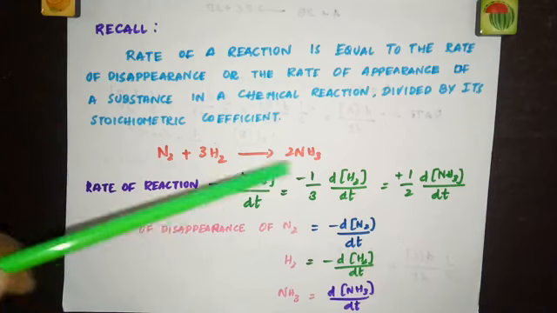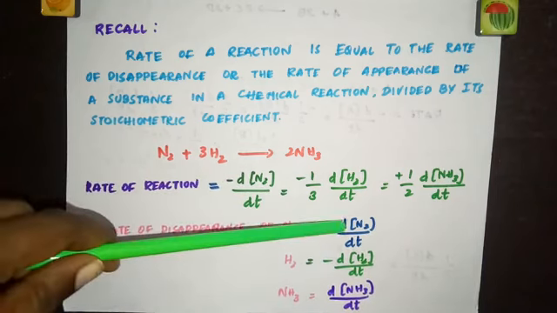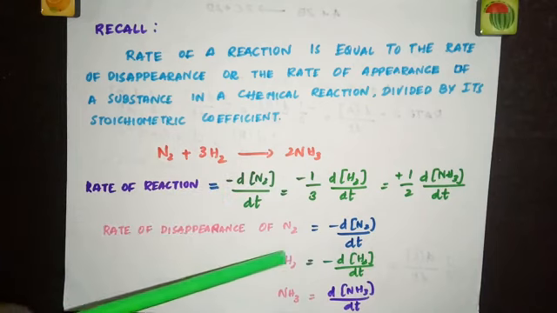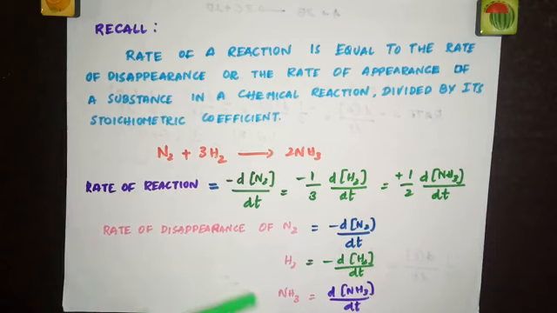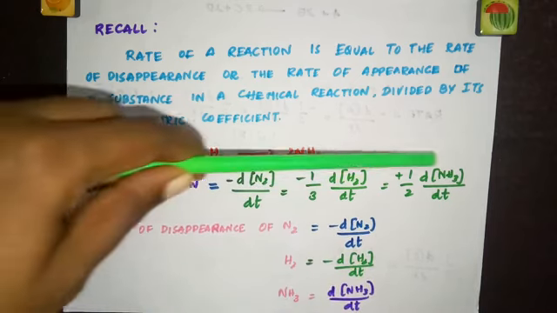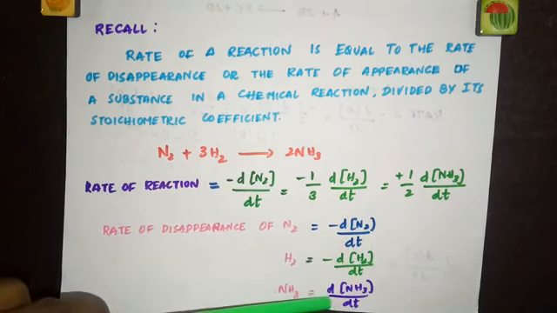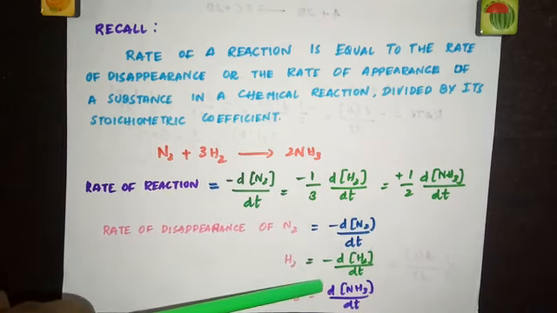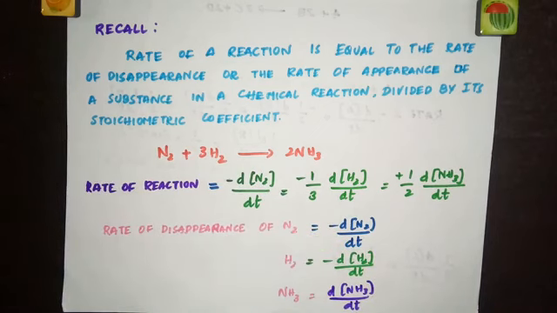So what is the rate of disappearance of N2? Minus d[N2] by dt. What is the rate of disappearance of H2? Minus d[H2] by dt. What is the rate of appearance of NH3? d[NH3] by dt. So all these are rates of disappearance and appearance. From this, if you want the rate of the reaction, what are you supposed to do? Divide them by the stoichiometric coefficients as per the chemical reaction. Now let's move on to the problems.